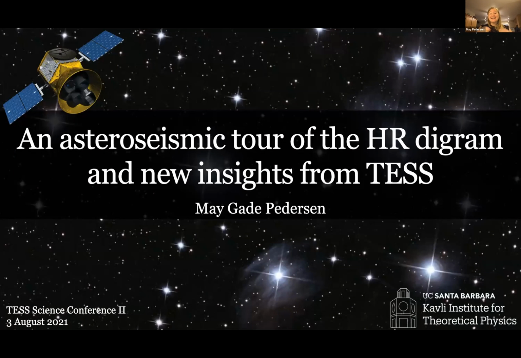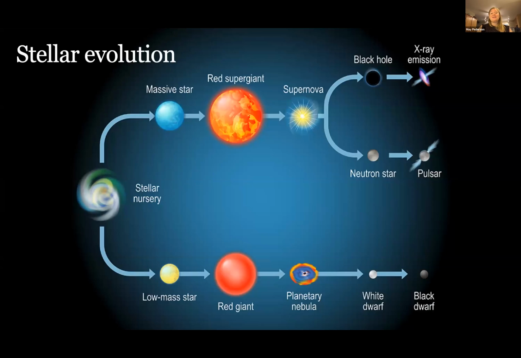Okay. Again, good morning, everyone. My name is Michael Pedersen, and I'm a postdoc at the KITP at UC Santa Barbara. I'd like to thank the organizers for inviting me to come here and give this overview talk about asteroseismology with TESS. But first of all, as a starting point, if we have a look at stellar evolution, then we tend to see stars as evolving in 2 different ways, depending on their initial mass.